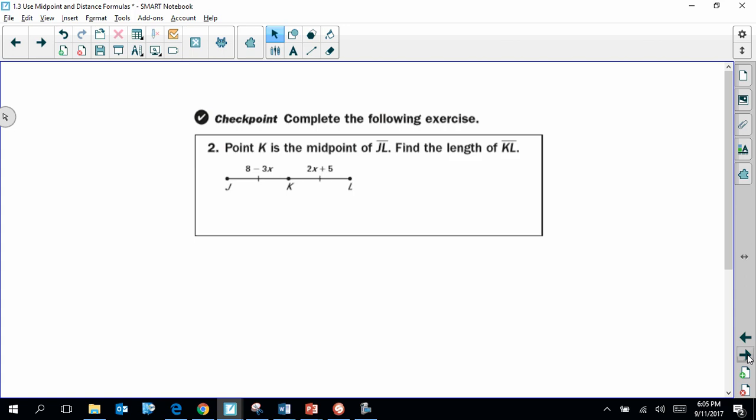So at this point, what I'd like you to do is go ahead and pause the video and answer this checkpoint question on your own. It tells you that point K is a midpoint. Find the length of segment KL. Go ahead and pause the video, work this problem out. When you have your answer, come back and see how your work looks against mine.